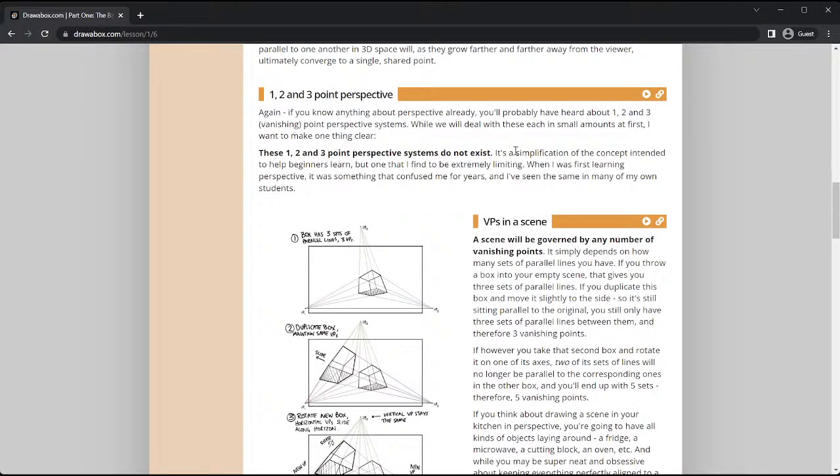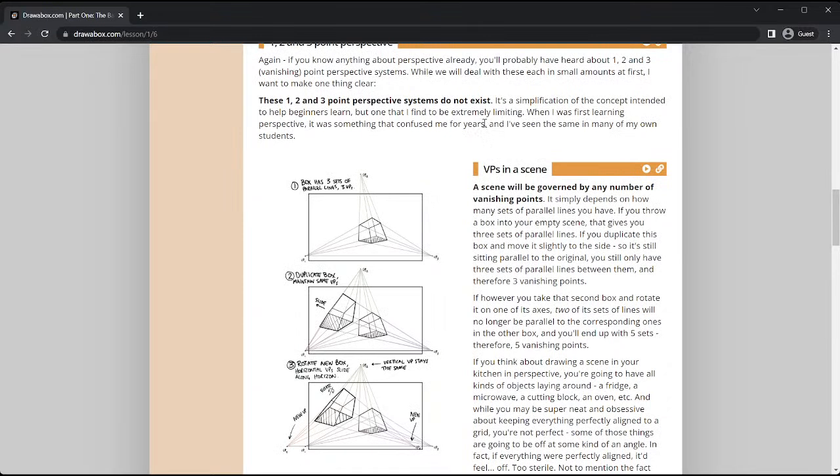Again, if you know anything about perspective already, you'll probably have heard about 1, 2, and 3 point perspective systems. While we will deal with these each in small amounts at first, I want to make one thing clear. These 1, 2, and 3 point perspective systems do not exist. It's a simplification of the concept intended to help beginners learn. One that I find to be extremely limiting. It was something that confused me for years, and I've seen the same in many of my own students.